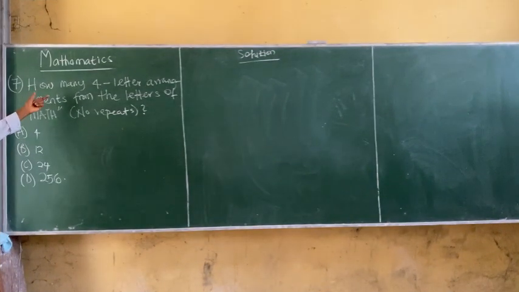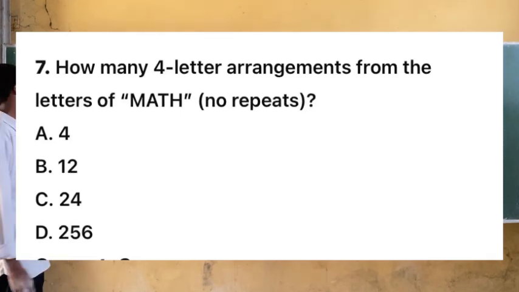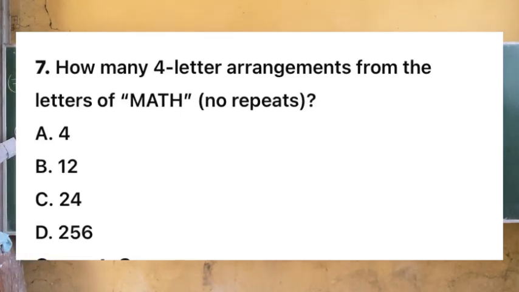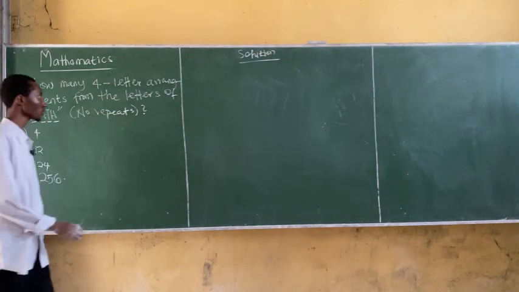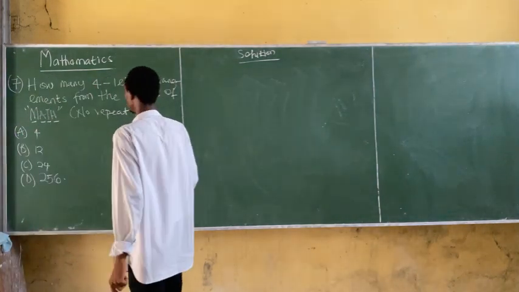Question 7 says, how many 4-letter arrangements from the letters of math with no repetition? Option A, we have 4, B, 12, C, we have 24, and D, we have 256. So solution, in the word math, we have 4 letters, 1, 2, 3, 4. So the number of permutations here is what? 4.